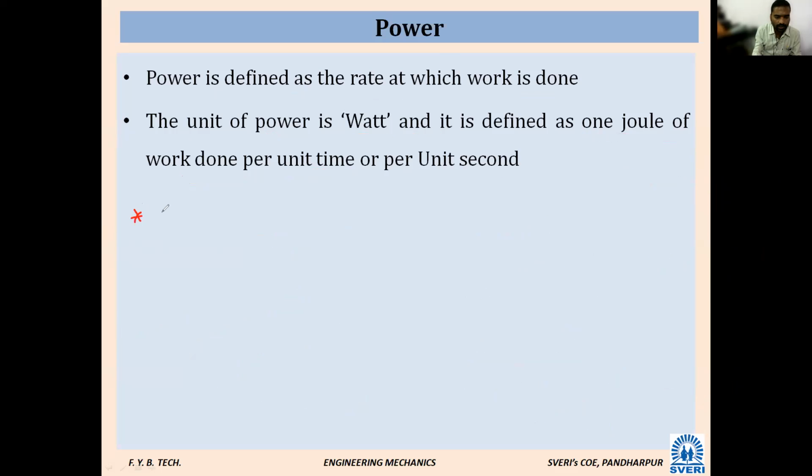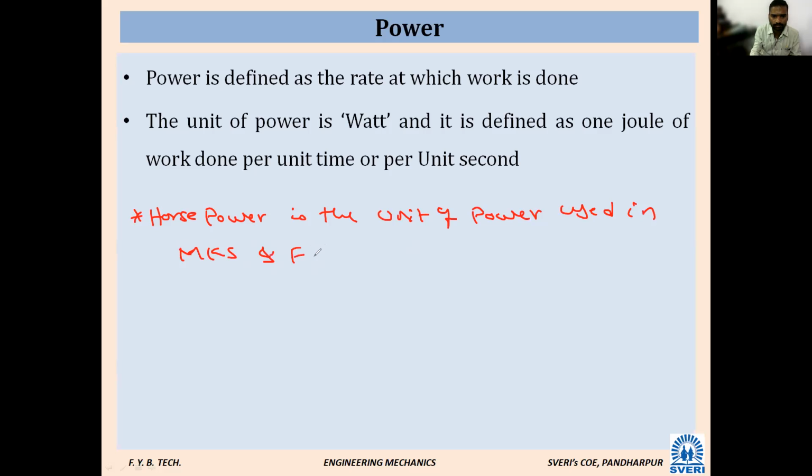Note: horsepower is the unit of power used in MKS system and FPS system. You know SI system, MKS and FPS. So maximum in the problem he may give horsepower. So horsepower, is it MKS system or FPS system?